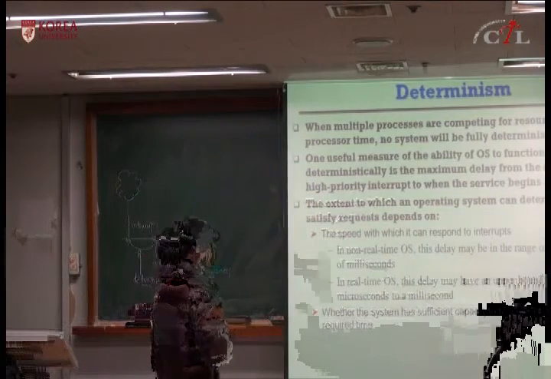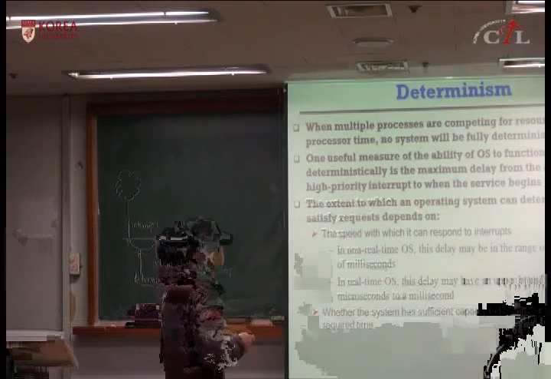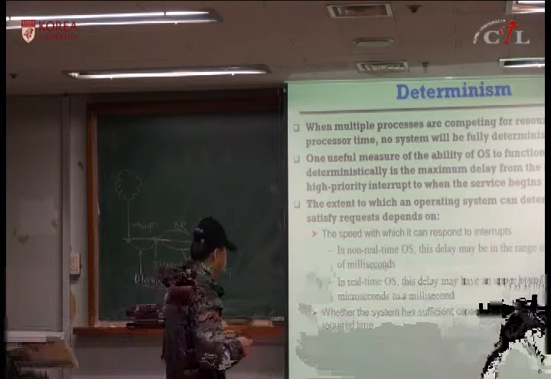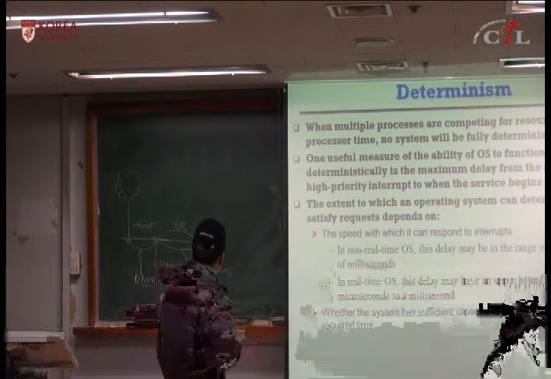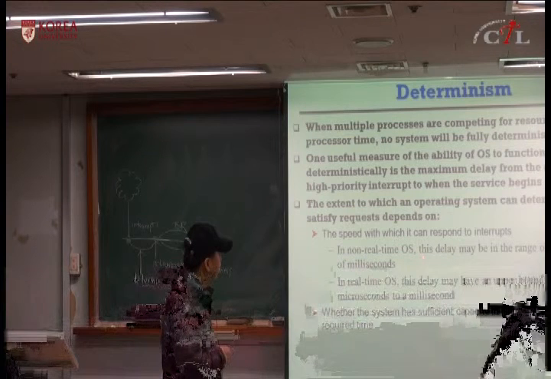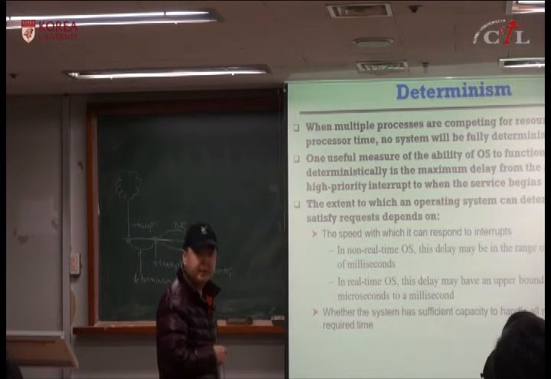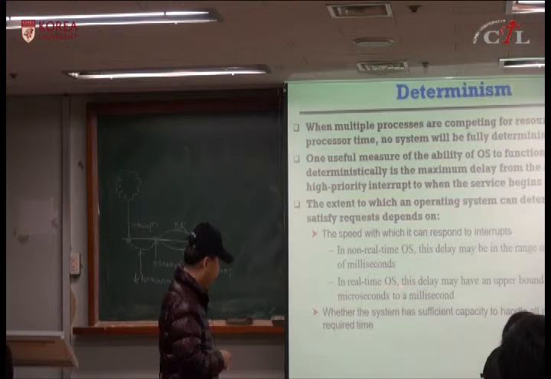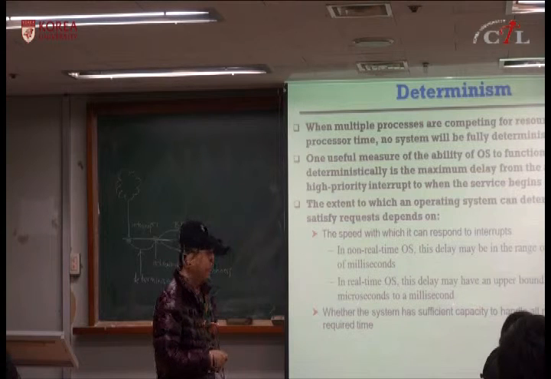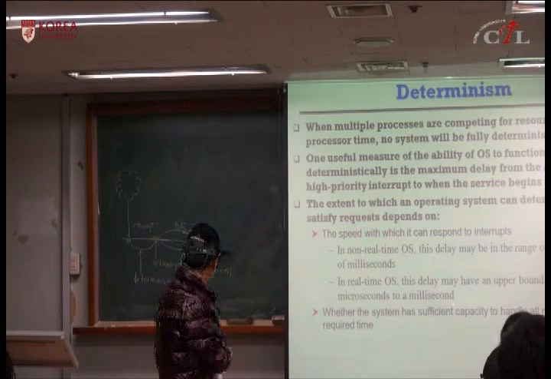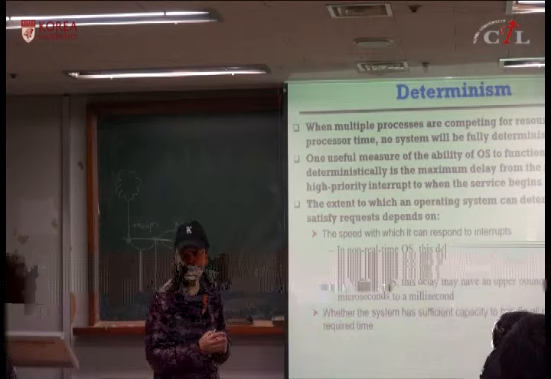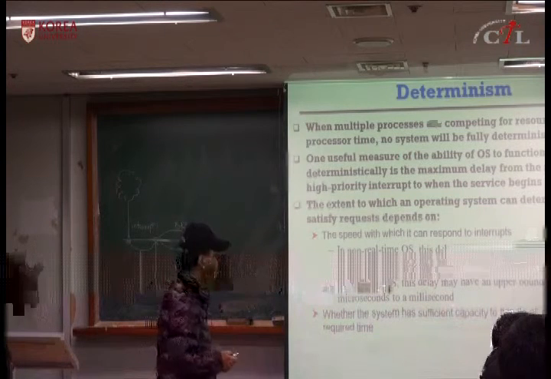And the extent to which an operating system can deterministically satisfy requests depends on the speed with which it can respond to interrupt. How fast it can respond to this interrupt. In non-real-time operating system, this delay might be in the range of 10 to hundreds of milliseconds. It takes a while to service this interrupt. In real-time operating system, this delay may have an upper bound from a few microseconds to a millisecond. So in real-time system, this delay should be small and should be deterministic. That's what this slide is trying to say. Okay, that's one characteristic of a real-time system.